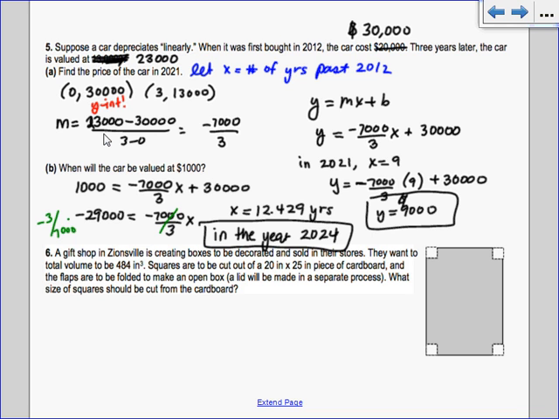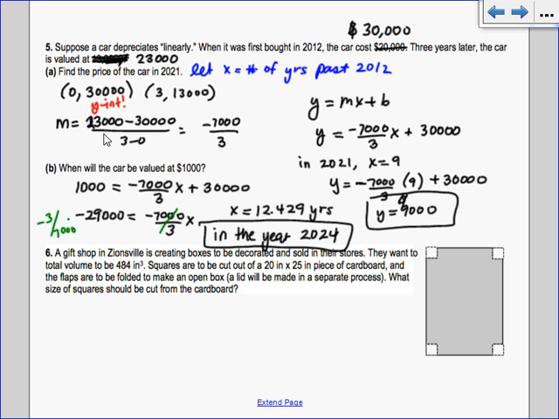All right, number 6. So it says a gift shop in Zionsville is creating boxes to be decorated and sold in their stores. So they want the total volume to be 484 cubic inches. Squares are to be cut out of a 20-inch by 25-inch piece of cardboard. So I did this little experiment for you last year, so you could see exactly what I'm talking about. Can you visualize it in your head now?